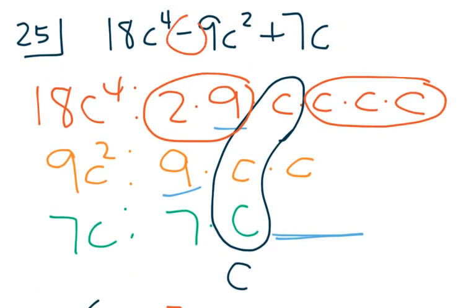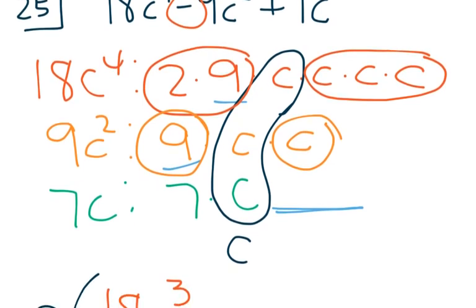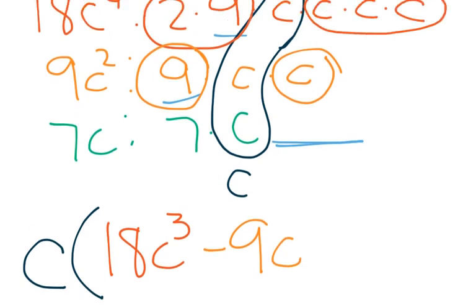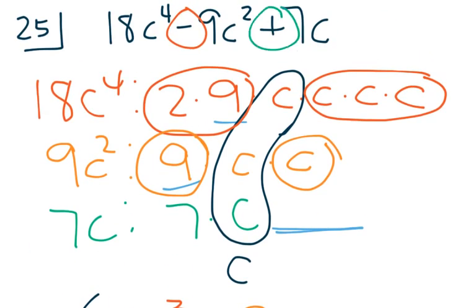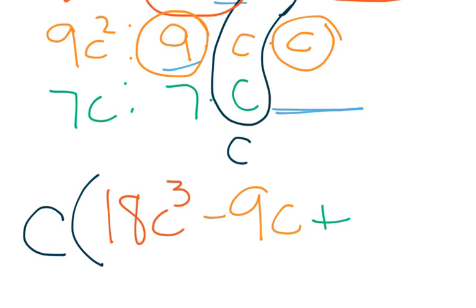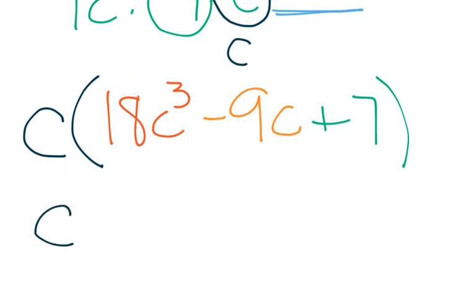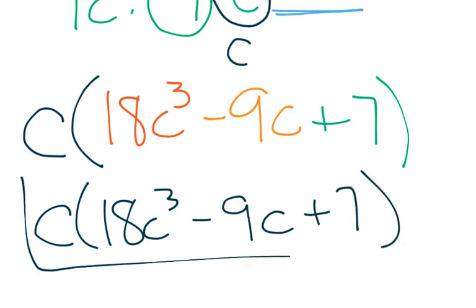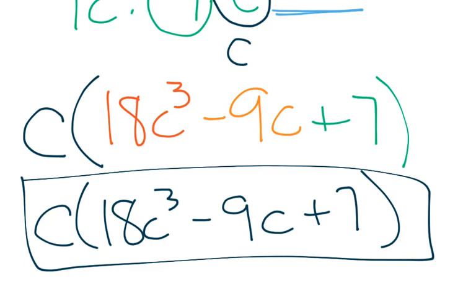Okay, we're going to bring down this minus, and then we're going to take the leftovers of 9c squared. So that's 9 times c, that's 9c. So it's minus 9c. Okay, we're going to bring down this plus sign, and we're going to take the leftovers of the 7. So that is plus 7. Okay, so this is your answer. You have c times 18c to the third minus 9c plus 7. And this is your answer for number 25. And that is it for this section.